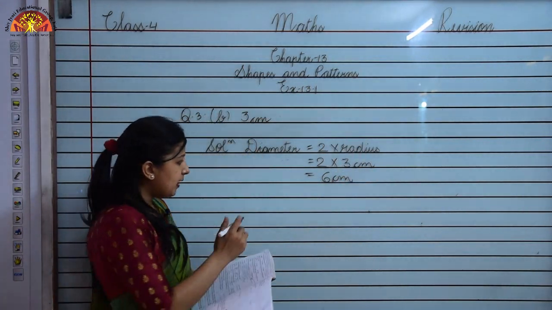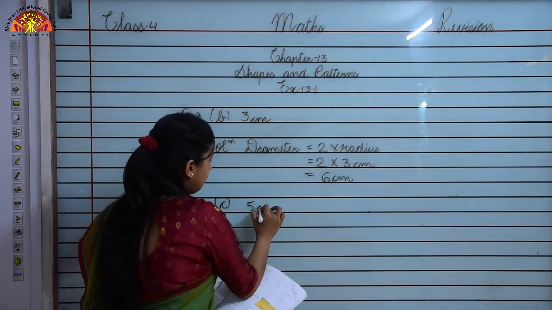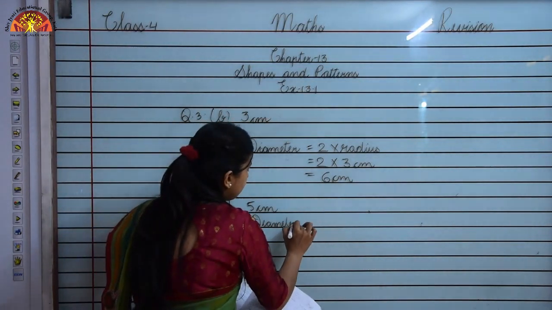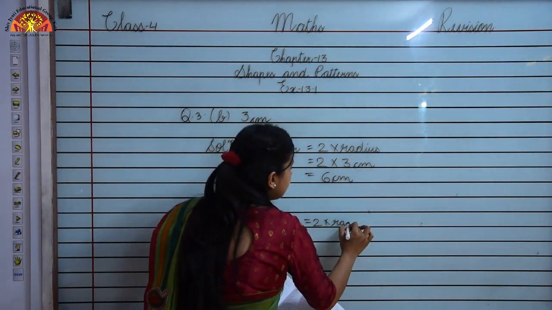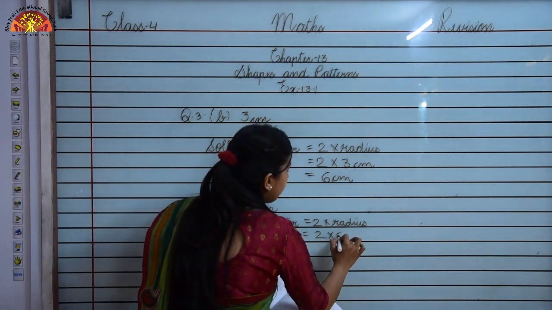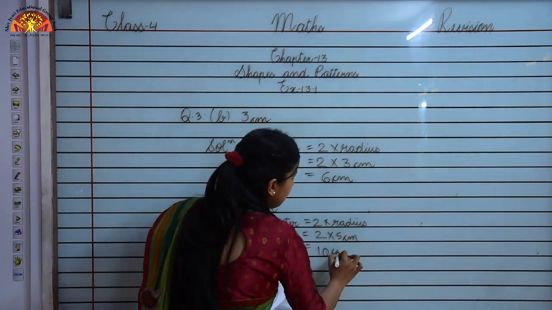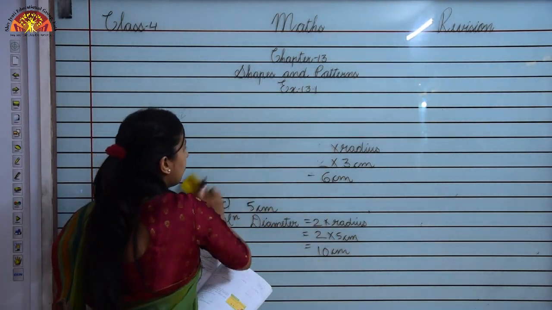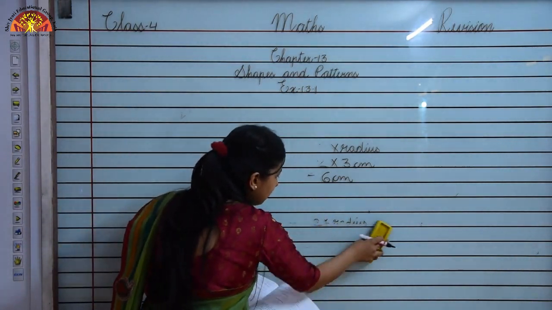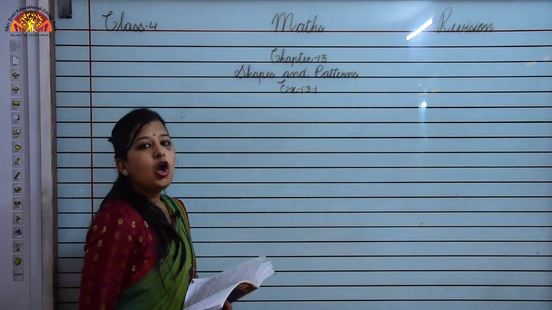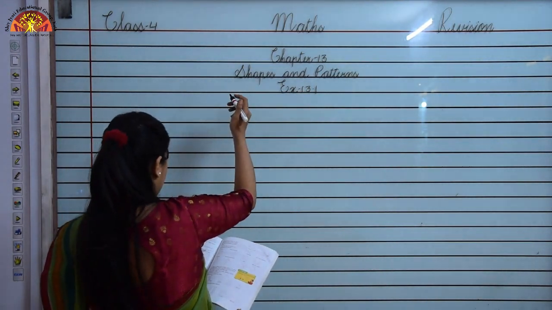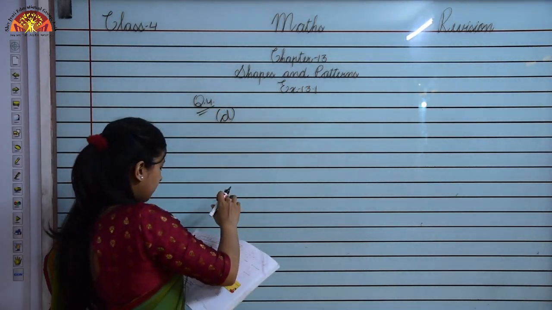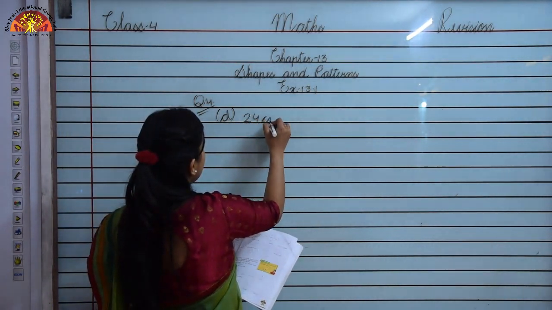Now we have C part also. C part equals 5 centimeter. Again diameter equals 2 multiplied by radius. Now 2 multiplied by 5 centimeter, that is 10 centimeter. Fine. Now students, we are going to do question number 4, in which the diameter of the circle is given and you have to find the radius of the circle. So we are going to do D part of question number 4. D part is 24 centimeter.